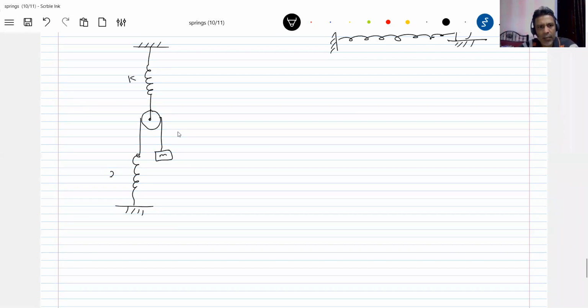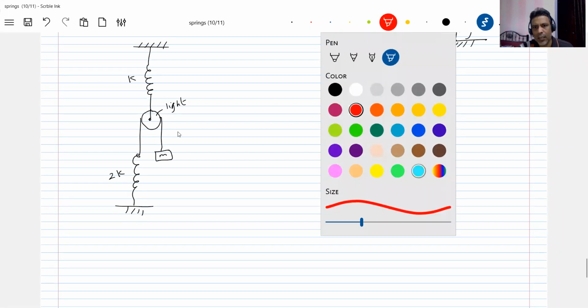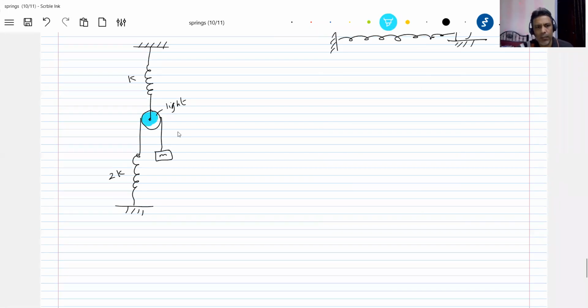Okay, now you get a situation where this is K, this is 2K. This pulley is light. Now I want the effective spring constant of the system. So what should we do? We have to find the equivalent spring constant. Are they series or parallel? They're neither series nor parallel. So you may get a situation of this kind also. Then what method do we have to apply?